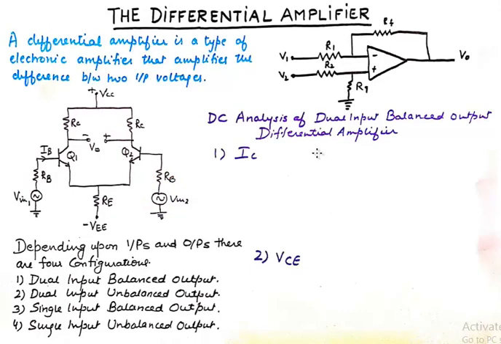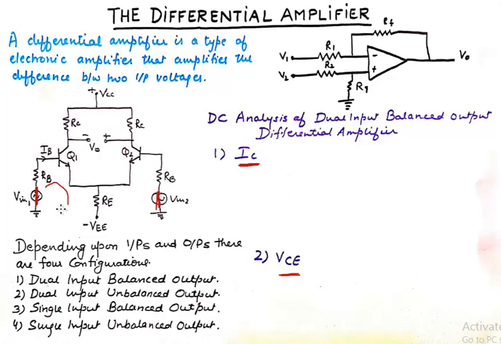DC analysis. When we talk about DC analysis, what we are concerned about is finding IC and VCE. So how do we find IC and VCE? We can start our DC analysis by shorting this one. All the AC sources are shorted and all the capacitors, if there are any, are removed.